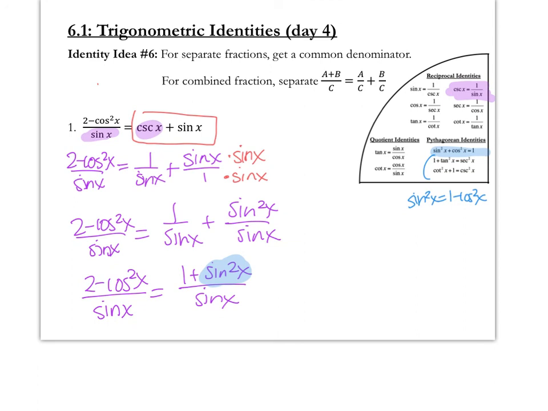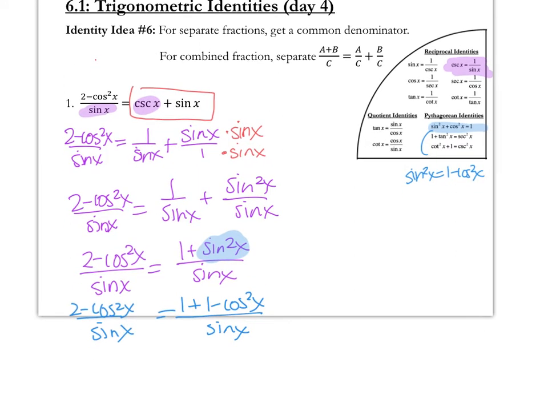So that's going to change to 1 plus 1 minus cosine squared over sine x, which equals 2 minus cosine squared over sine x. And then on the top we can now combine the ones. We actually did want to create a problem that had 2 ones on top so we could get that 2. So now that is 2 minus cosine squared over sine x equal to 2 minus cosine squared over sine x. Check.